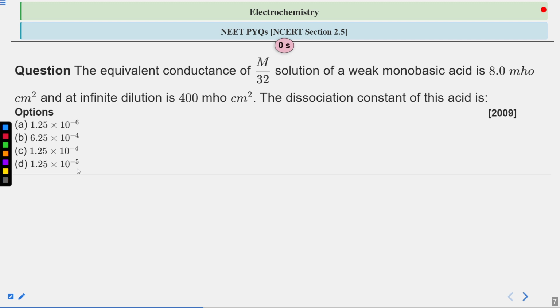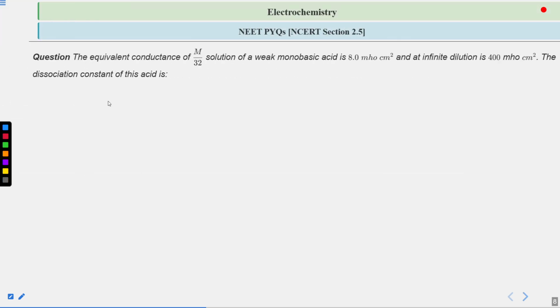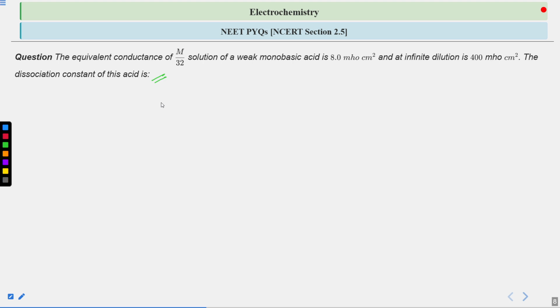Okay, let's see. For this given question, the correct answer is option D, that is 1.25 times 10 to the power minus 5. Let's see how. The question was to identify the dissociation constant of the acid. If you remember, the dissociation constant is related to the degree of dissociation, represented by alpha.